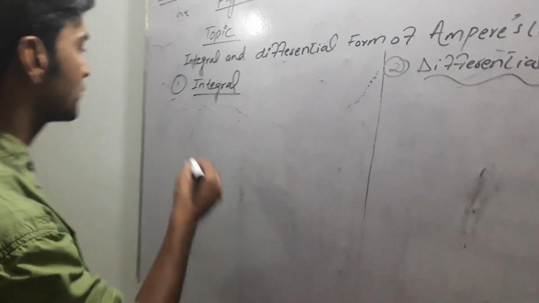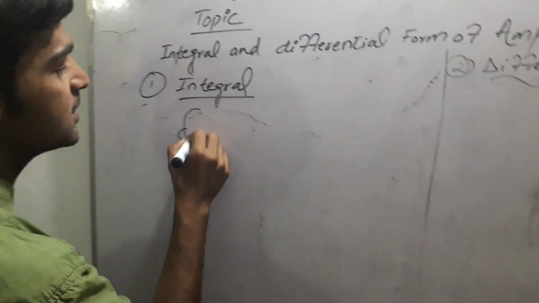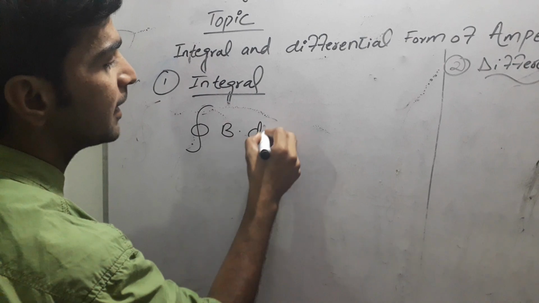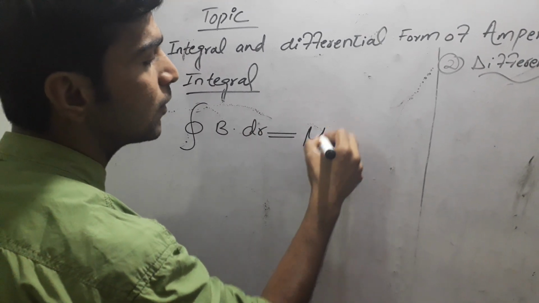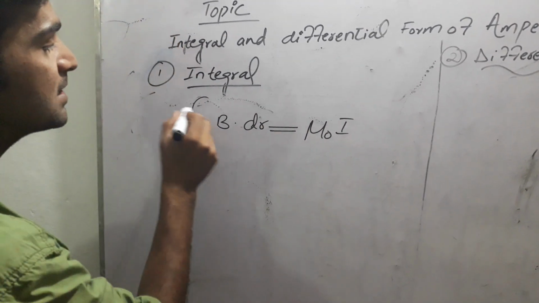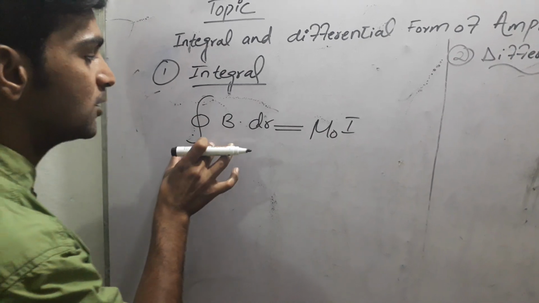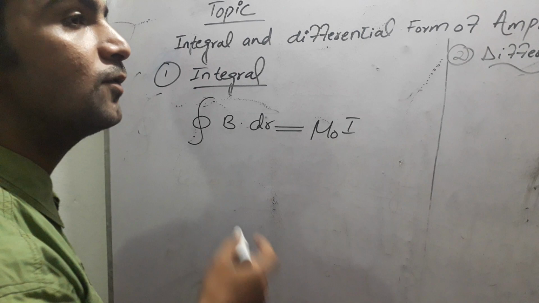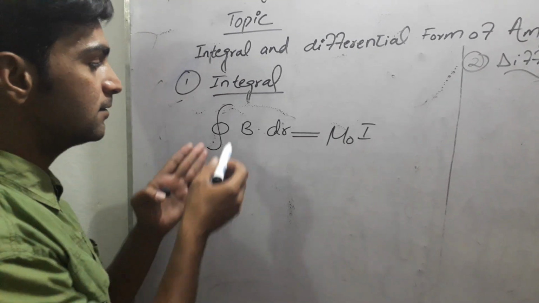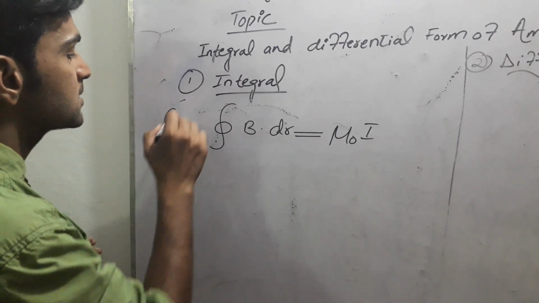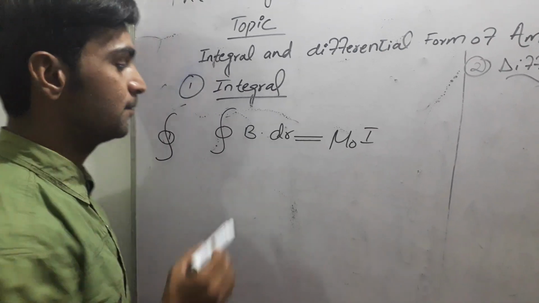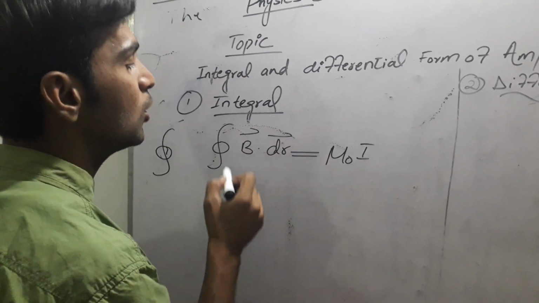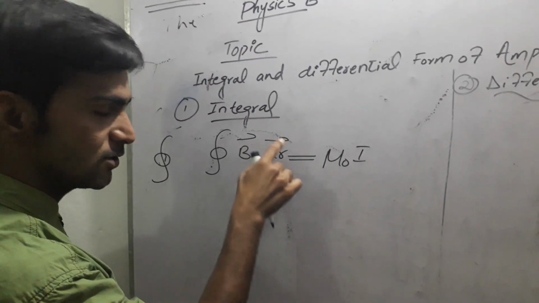First of all, I'm going to write the equation: integral of B dot dr equals mu naught I. So guys, this little circle at the center of the sign of integral in physics, especially if we are going to find the equation of any circular object, then we have to use this circle at the center of the sign of integral. Here we use a small arrowhead over that equation that shows the direction.